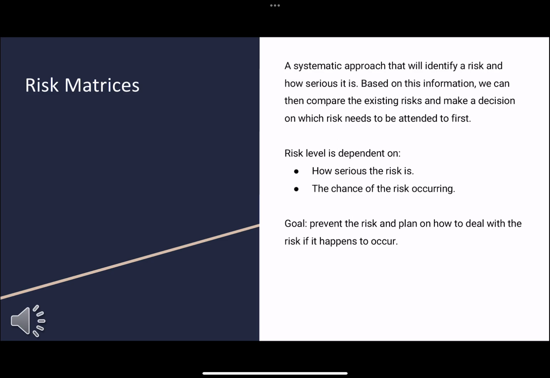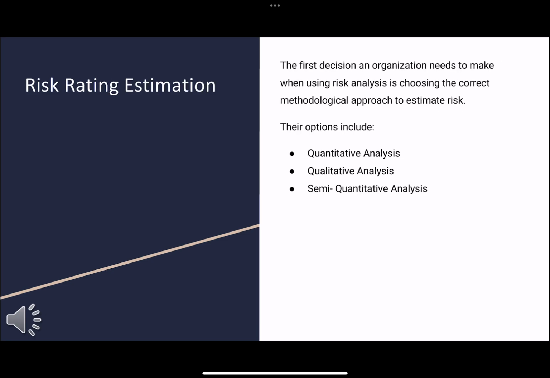Risk level is dependent on how serious the risk is and the chance of the risk occurring. The goal is to prevent the risk entirely, but if the risk does occur, how can we handle it? A healthcare organization's first step is to choose an approach to estimate risk. We will discuss three options: quantitative analysis, qualitative analysis, and semi-quantitative analysis.